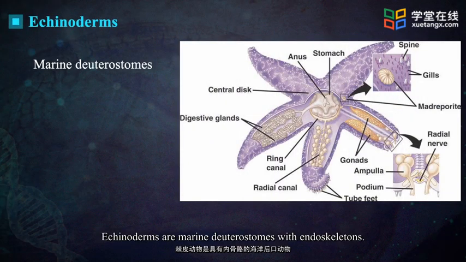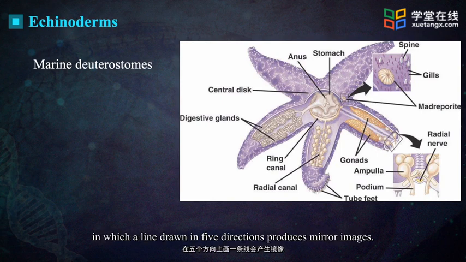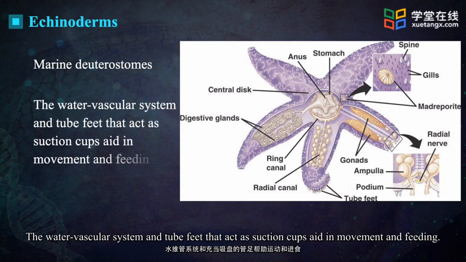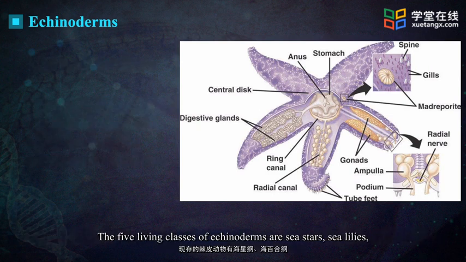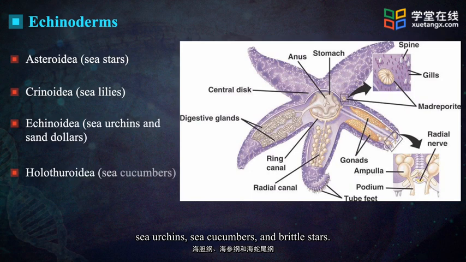Echinoderms are marine deuterostomes with endoskeletons. They are characterized by pentaradial symmetry in the adult, in which a line drawn in 5 directions produces mirror images. The water vascular system and tube feet that act as suction cups aid in movement and feeding. The 5 living classes of echinoderms are sea stars, sea lilies, sea urchins, sea cucumbers, and brittle stars.